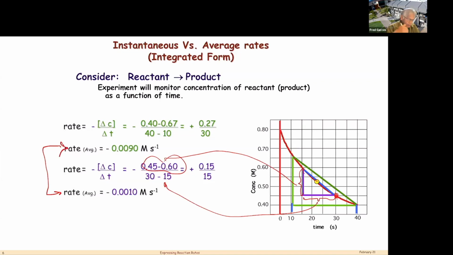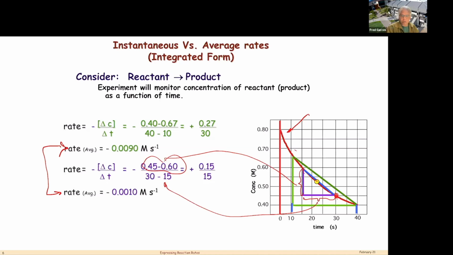The rate here is smaller than the rate here. You can actually see it'll change over that period. Okay, it's very fast at the beginning, it's very slow at the end. So you have to define what section, what place you are looking at.